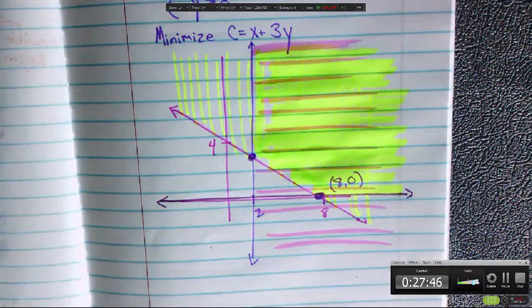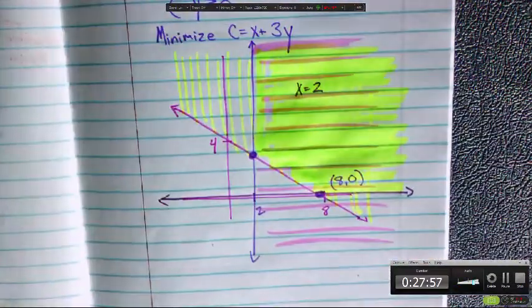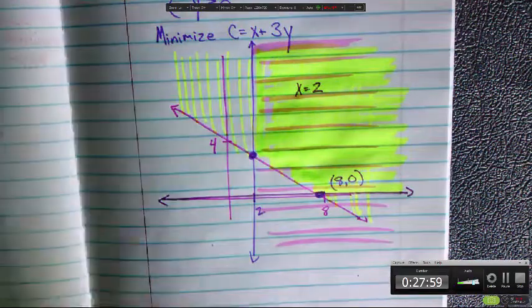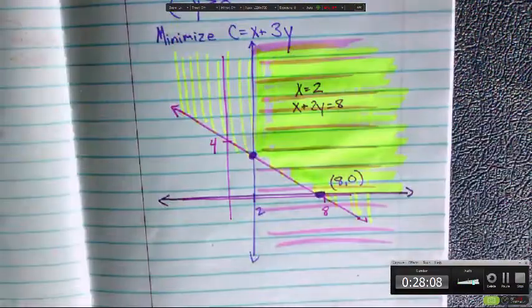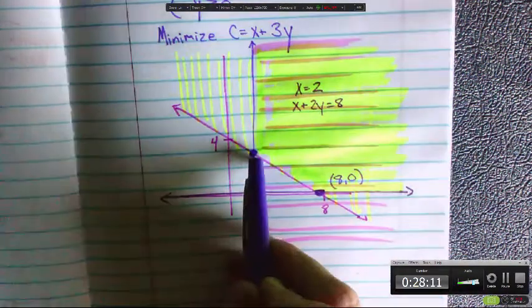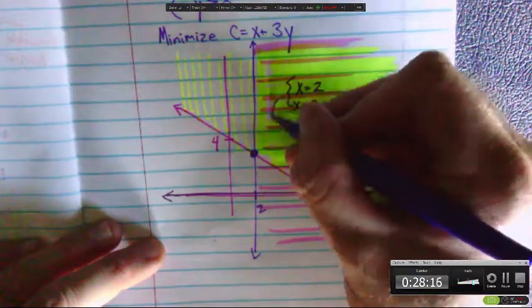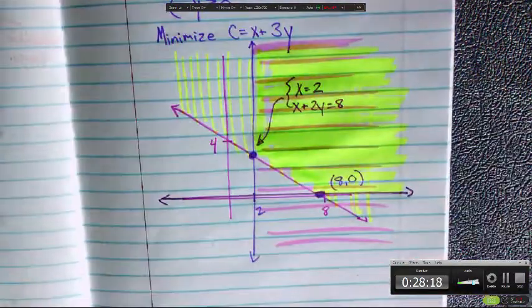So what 2 lines make that? This up and down line, what's its equation? Y is greater than 0? No, up and down: x. So this is the x equals 2 line, right? And this point is the intersection of the x equals 2 line and this slanted line, which is the x plus 2y equals 8 line. To find where this point is, we're going to need to solve this system.